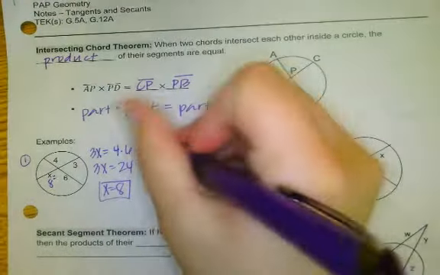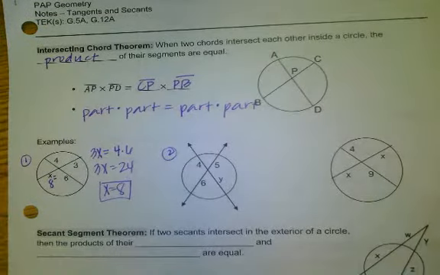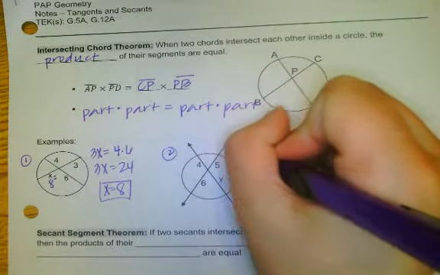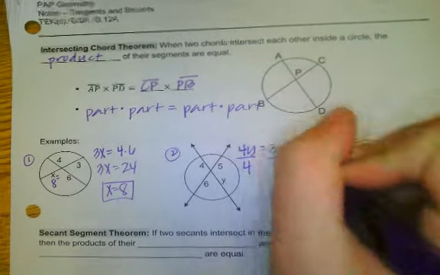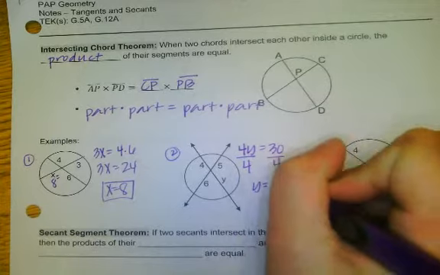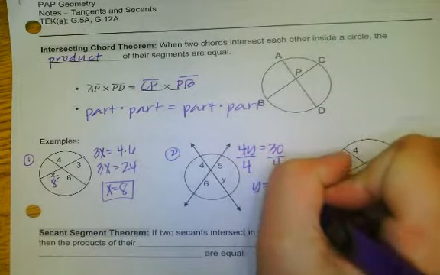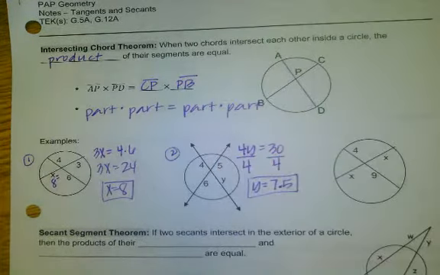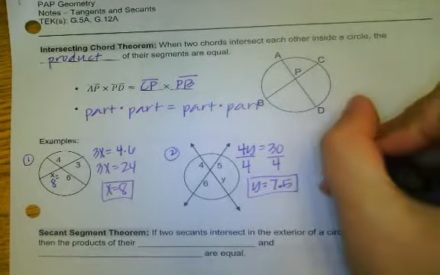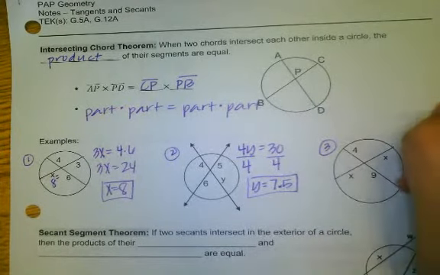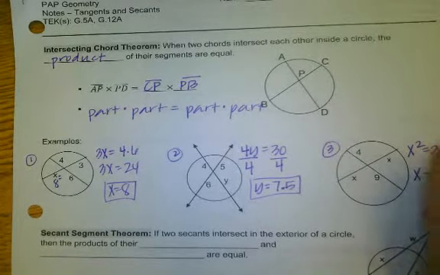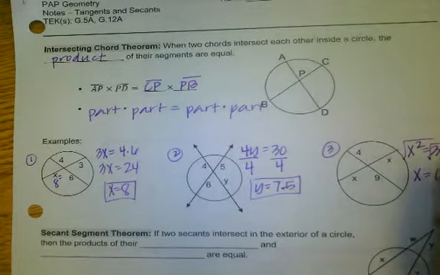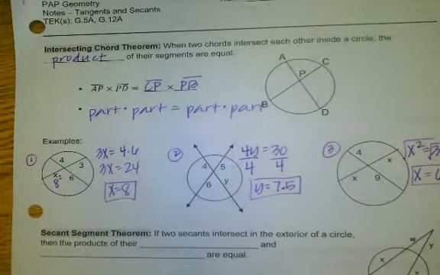Okay, example 2, how do I solve for y? 4y equals 30, so y equals 7.5. And number 3, x squared equals 36, so x equals. Any questions on that? That should have been review.